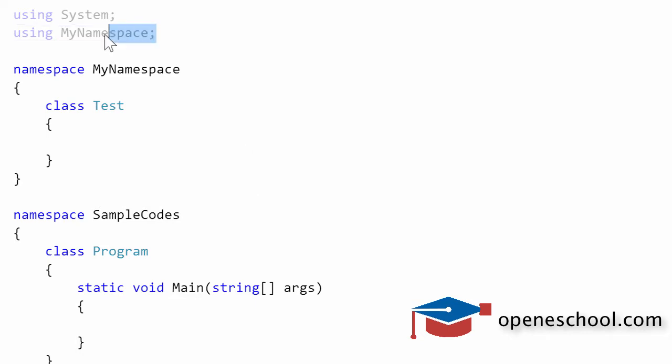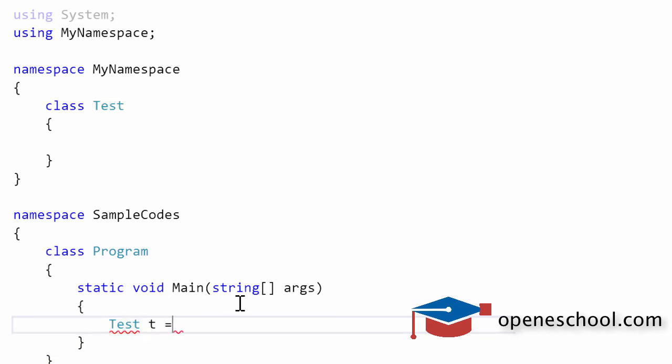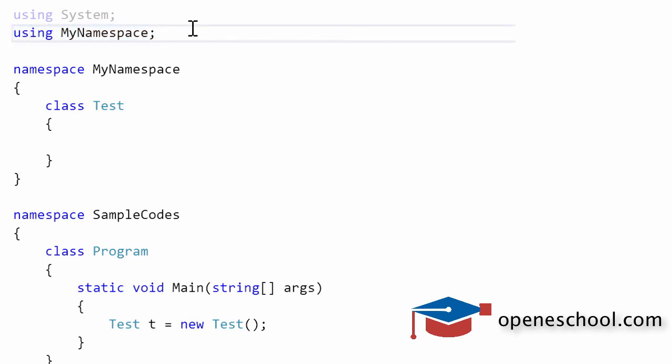So with this, what we are doing is we are telling our code that we want to access all the classes which are defined in this namespace, so that we don't have to write my namespace dot Test every time we want to access the Test class. Now, because we have written this line using my namespace, you can write Test directly without writing my namespace, and you can create the object of this class. See that we did not write my namespace dot this time, because my namespace has already been included in this code by writing using my namespace.